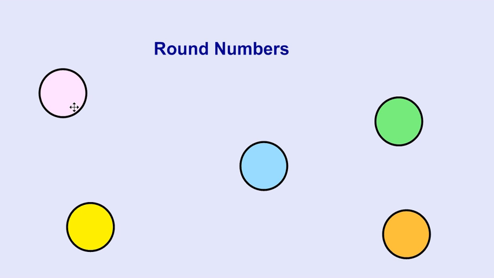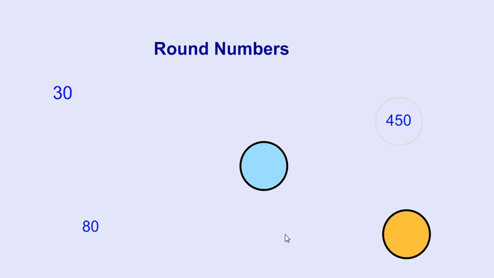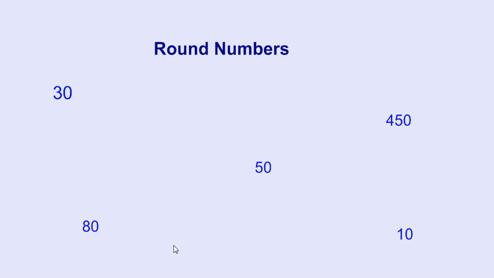A round number is any number that ends in a zero. For example, 30, 80, 450, 10, or 50. Any number that ends in a zero is considered a round number. You can remember this term because a zero is usually the shape of a round circle.